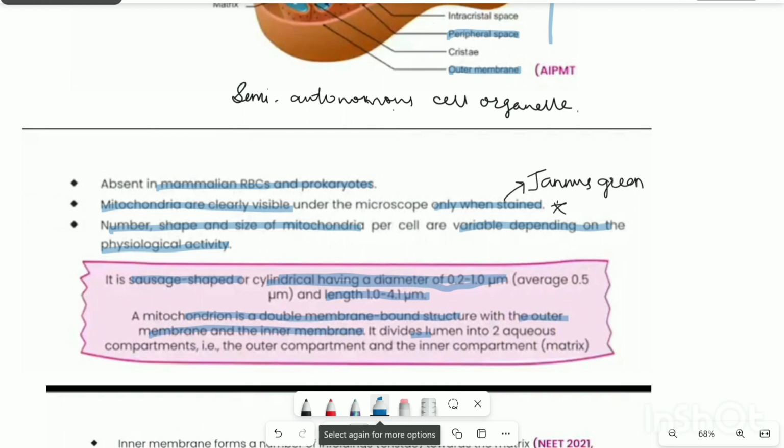which divides it into two aqueous compartments. This outer compartment and inner compartment, it is called matrix. Inner compartment में क्या होता है? Matrix.